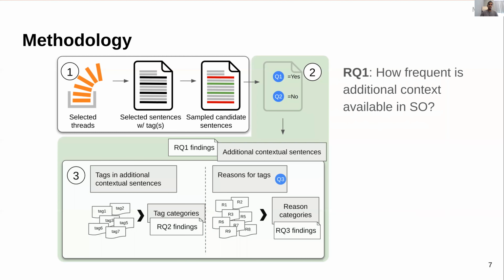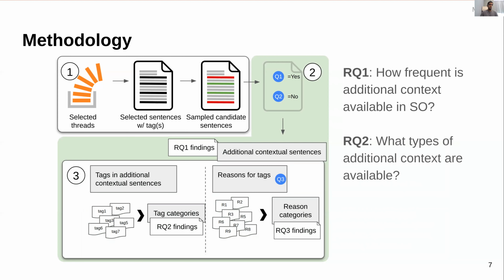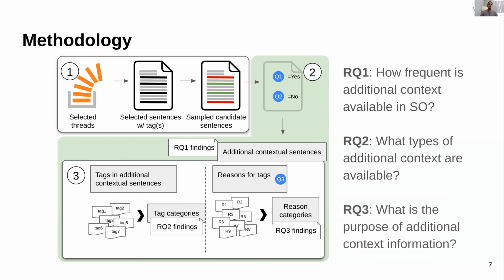Once we extract the sentences with additional context, we go to phase three, where we try to answer two other research questions. The second one is what types of additional context are available? And the third research question is what is the purpose of mentioning additional context in each sentence? So in this slide, I provide a brief overview of our methodology. In the next couple of slides, I will go into the details of each phase and discuss the methodology in detail.